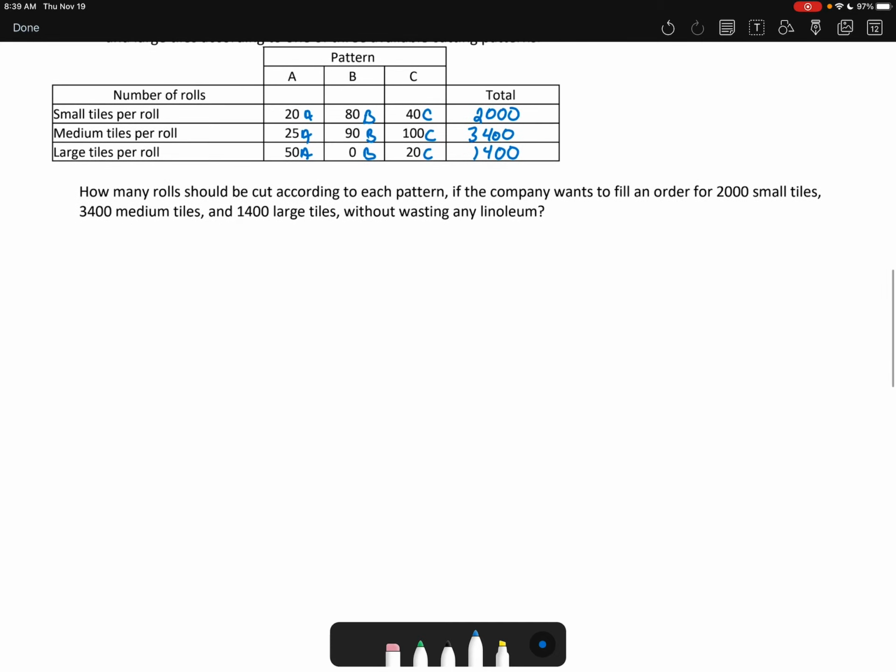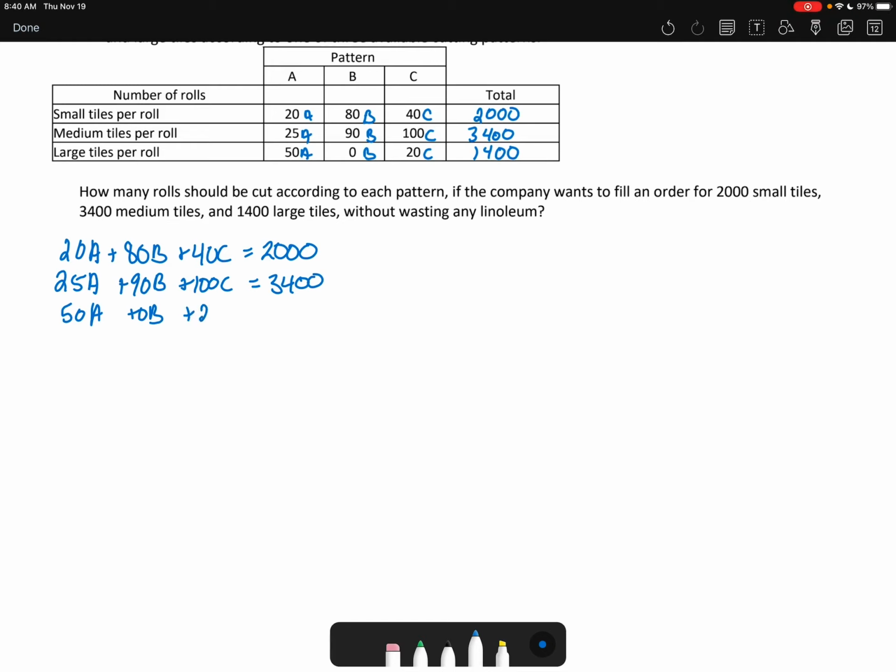So I'm going to go ahead and just steal that information and come down here that we have 20A plus 80B plus 40C equaling 2,000, 25A plus 90B plus 100C equaling 3,400, 50A plus no B's plus 20C equaling 1,400. So those coefficients are coming from if they were cutting these certain types of patterns, how many they could get.